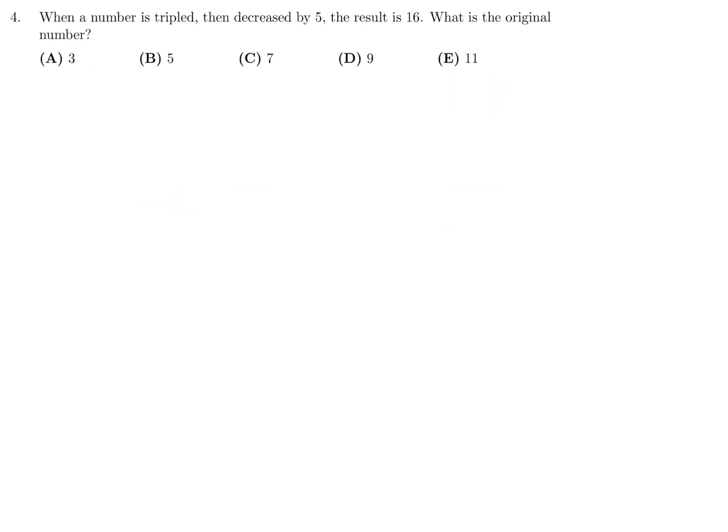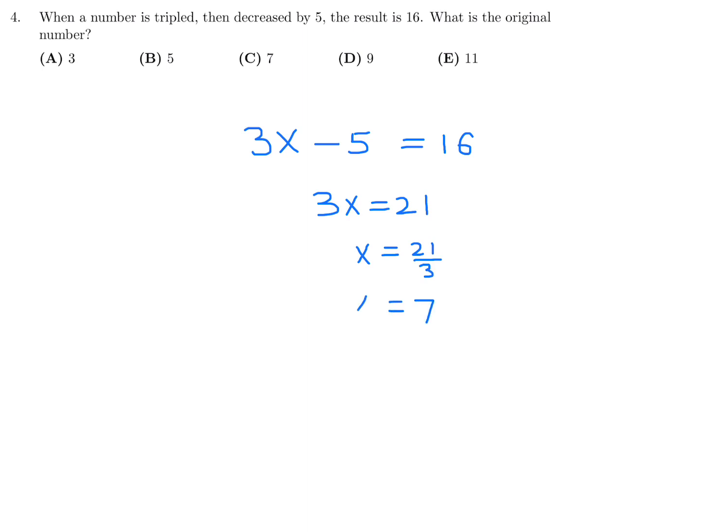When a number is tripled, then decreased by 5, the result is 16. What is the original number? You take a number, let's call it x, triple it, that means multiply by 3, decrease it by 5, and that result is 16. So therefore 3x is equal to 21, and x is equal to 21 divided by 3, which is 7. So that original number was 7, therefore number 4, the answer is C.